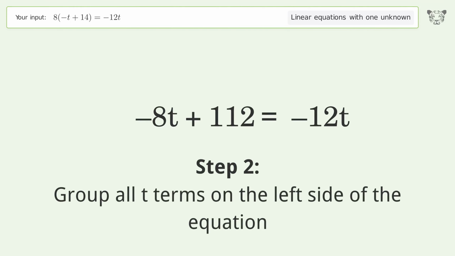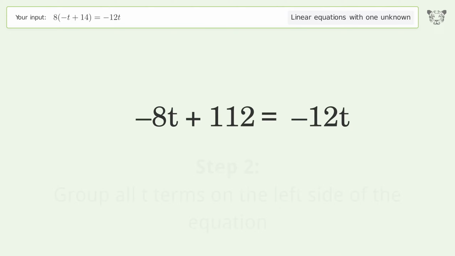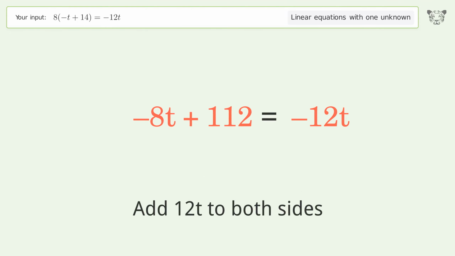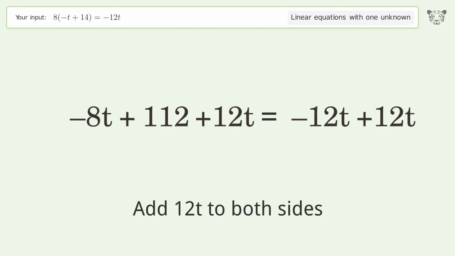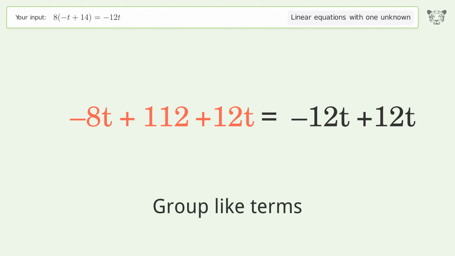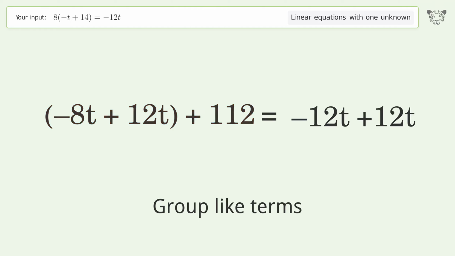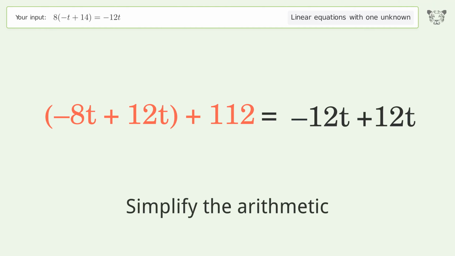Group all t terms on the left side of the equation. Add 12t to both sides. Group like terms. Simplify the arithmetic.